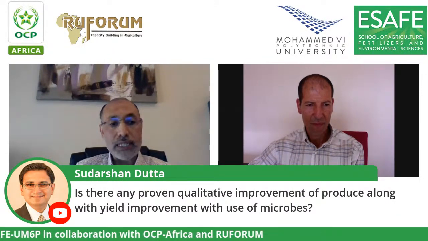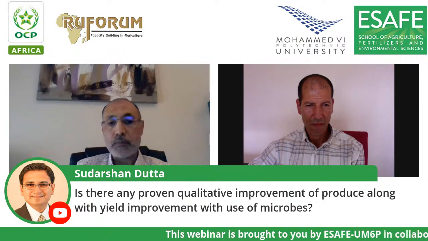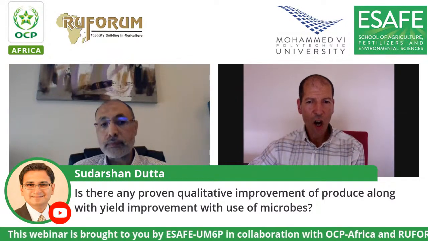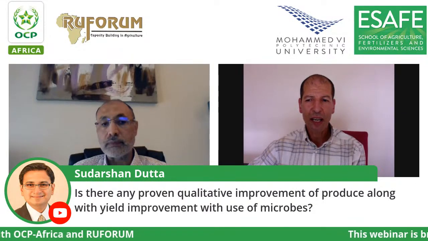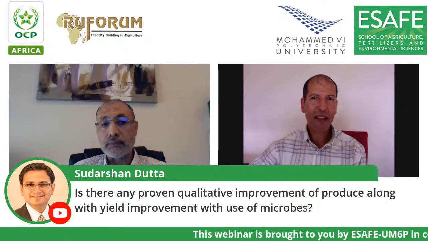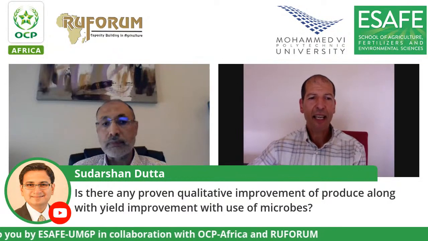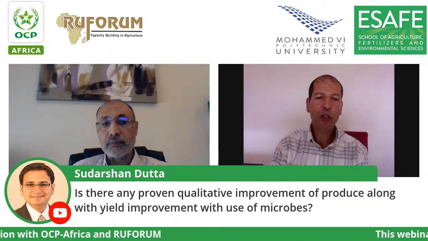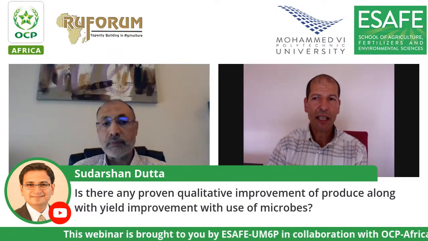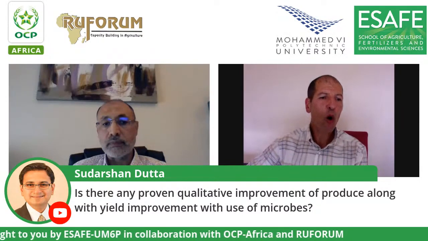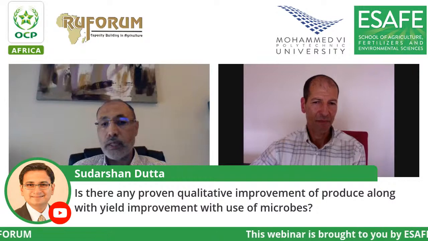Is there any proven qualitative improvement of produce along with yield improvement with the use of microbes? Yes, the answer is yes. Antioxidant and protein contents, and also some medicinal active ingredients. I think that the use of microbes can help to increase the nutrition quality of fruits or vegetables. Okay, thank you, Si Mohammed.